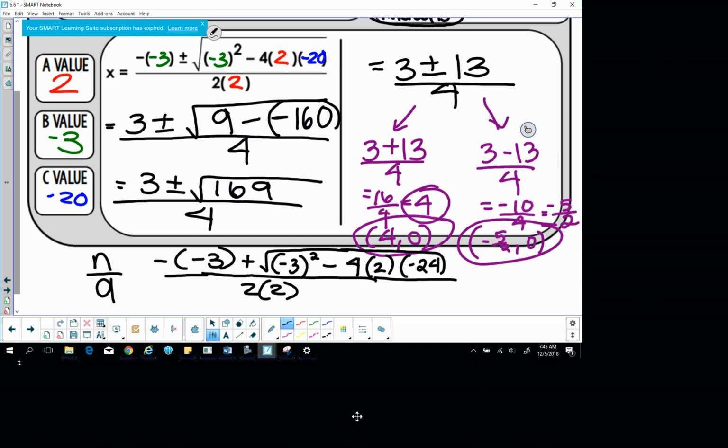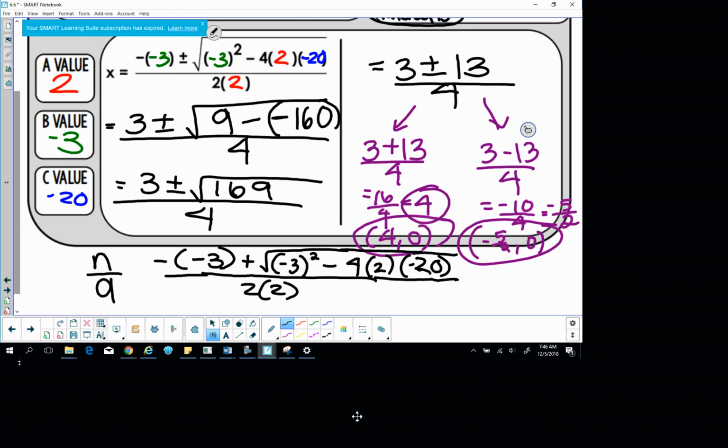Do you guys see what I did wrong on my board? This is 20. You see what I did? I put 20. I thought that said 4 because I can't see right now. So write this down and make sure that you get 4.